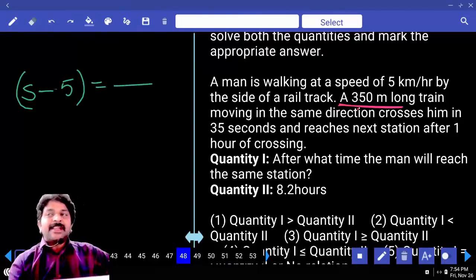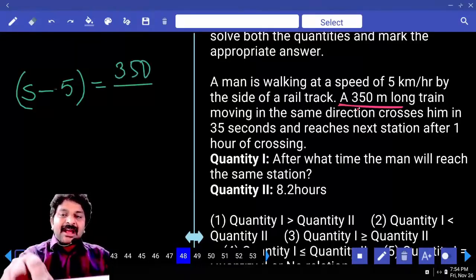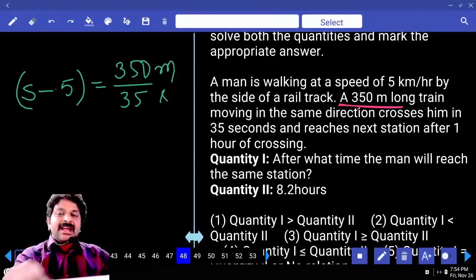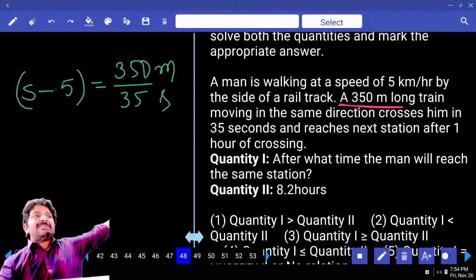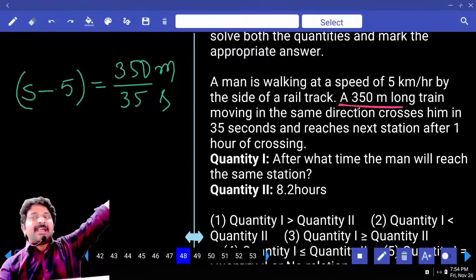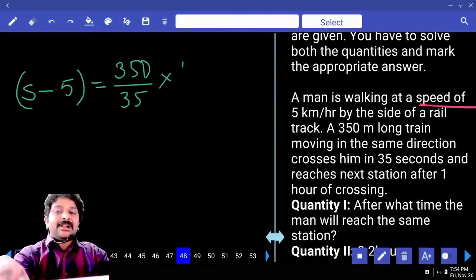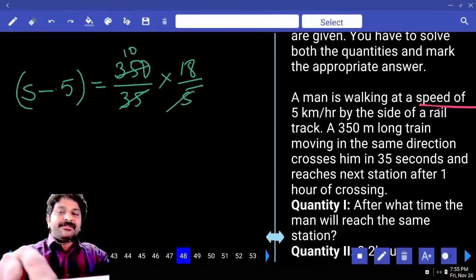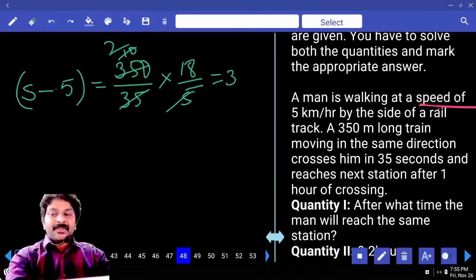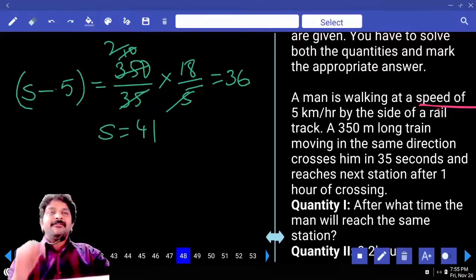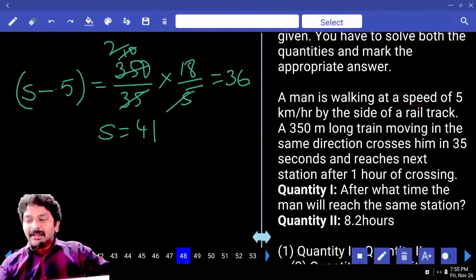Speed is equal to distance by time only. If a train crosses a man, distance covered is 350 meters and time taken 35 seconds. This is in meters and time is in seconds. Left hand side we have values in kilometer per hour, but right hand side in meter per second. So I would like to convert meter per second to kilometer per hour. That is 18 by 5. 35, 10 times 5, 2 times. 2 into 18. S minus 5 is equal to 36. Then S is equal to 41.